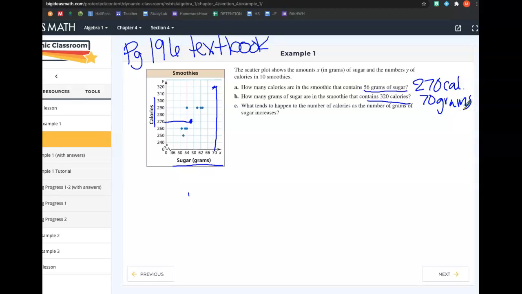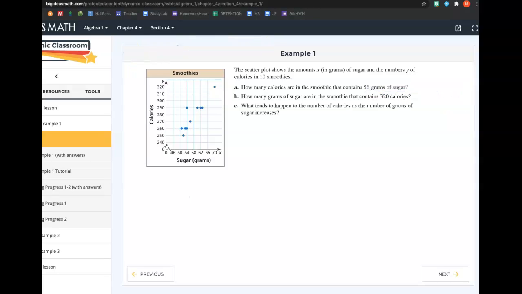Okay? And then the last question wants you to kind of generalize the information. So what tends to happen to the number of calories as the number of grams increases? It also increases. Which makes sense. So it relatively goes up as the amount of sugar goes up, so it makes sense that the more sugar you add, the more calories you add, right? It's not like a constant sense, but it's like if this goes up, this goes up. Yep, most of the time. Or if this goes down, this goes down. Okay, that's example 1 for you.